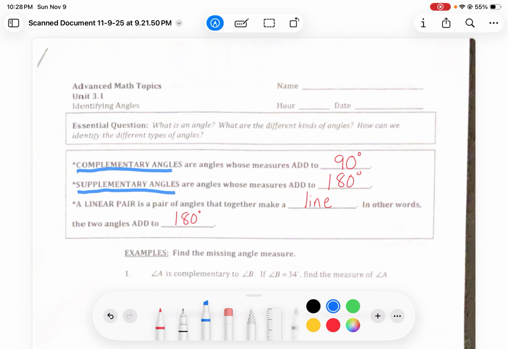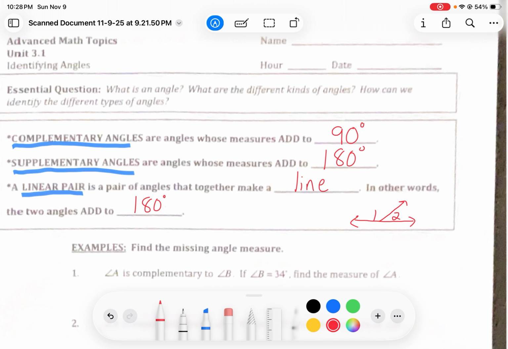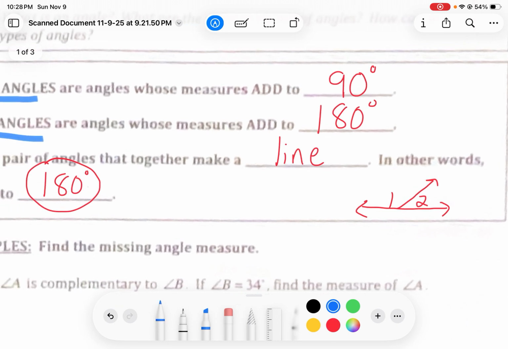And then a linear pair is a pair of angles that together make a line. So I'm going to draw a little picture of this one. A linear pair would be a little example down here. Angle 1 and angle 2 down here would be a linear pair. So those angles add up to 180 degrees as well, because a line is 180 degrees.